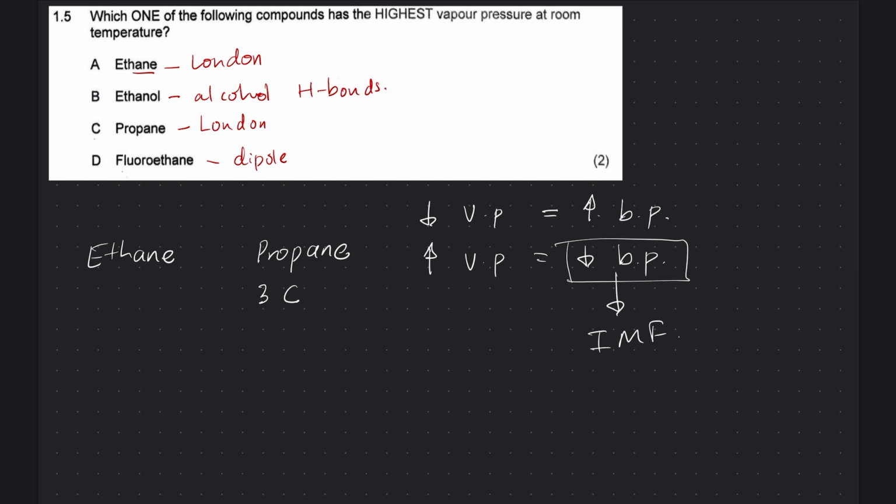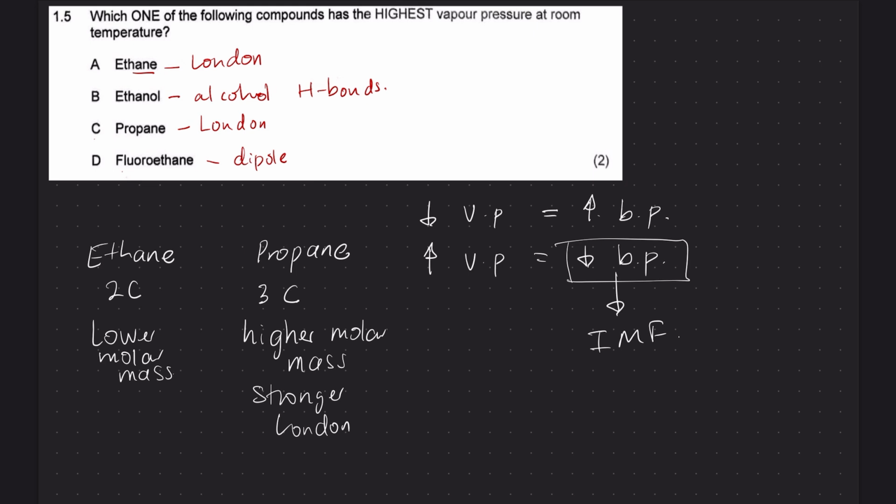Propane has 3 carbons. It's going to have a higher molar mass. And therefore, it's going to have a stronger London force compared to ethane, which has 2 carbons. It's going to have a lower molar mass, and therefore it's going to have weaker London forces. So from all of them, the weakest is going to be ethane, and ethane is going to have the lowest boiling point. So the answer there is A.